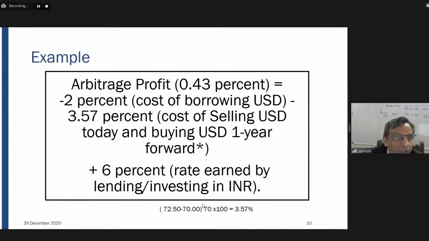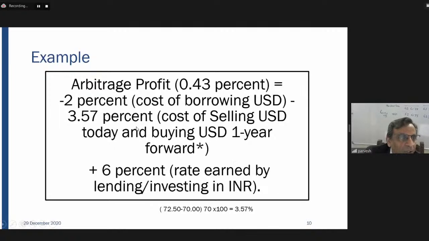So how has the 0.43% been arrived at? The arbitrage profit of 0.43% is equal to minus 2%, the cost of borrowing, because when you're borrowing in US, you're paying 2% there, minus 3.57%. Today's rate is 70, and after 1 year, the rate is 72.50, as you book the forward contract. So the dollar has appreciated by 3.57%. If you look at the bottom of the slide, it is (72.5 minus 70) divided by 70, times 100. That means the dollar has appreciated by 3.57%. It should have appreciated by 4%, but it has actually appreciated by only 3.57%. So by how much less? 0.43%, which is exactly the profit you're getting here.